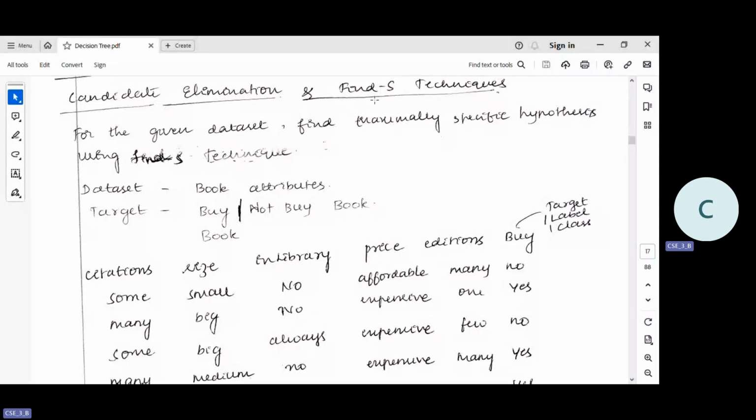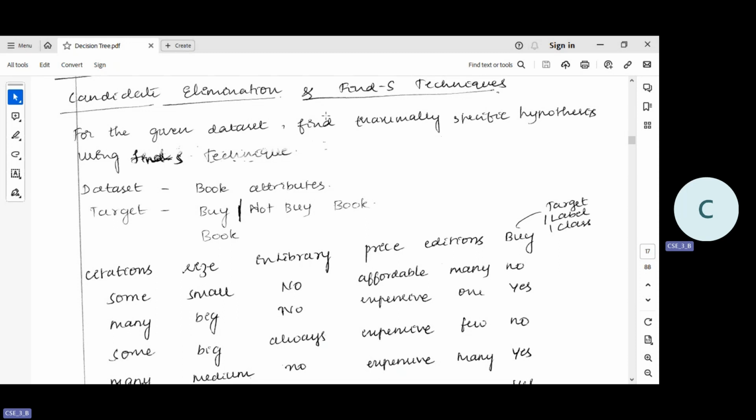Next we will see an example related to this. The problem is the candidate elimination algorithm with the Find-S technique. We will observe one by one the different approaches: one is the candidate elimination algorithm, another is the Find-S approach. First we understand the Find-S learning technique, and afterwards we discuss the candidate elimination approach.